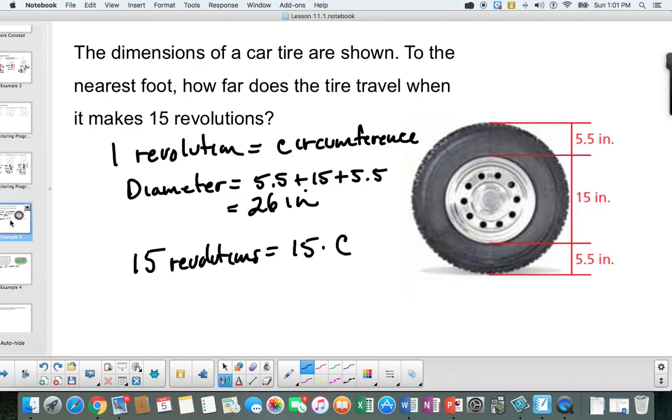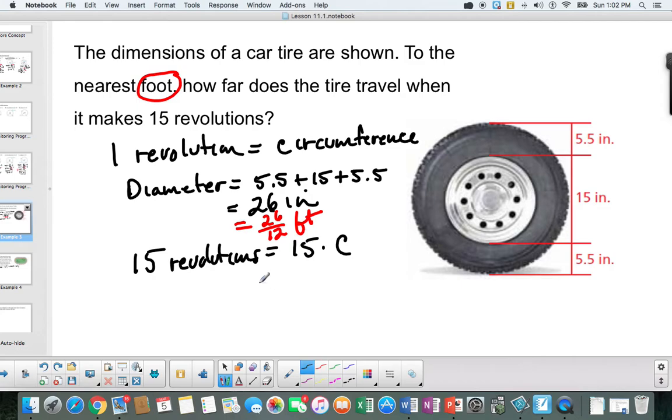Here's our next problem with an apply problem. We want to find to the nearest foot how far the tire travels in 15 revolutions. Well, one revolution is a circumference, and we do need to know what the diameter is. So I add all of these lengths, but since the question is being asked to find it in feet, I'm going to have to convert this into feet by dividing it by 12. So that's what the diameter is in feet.